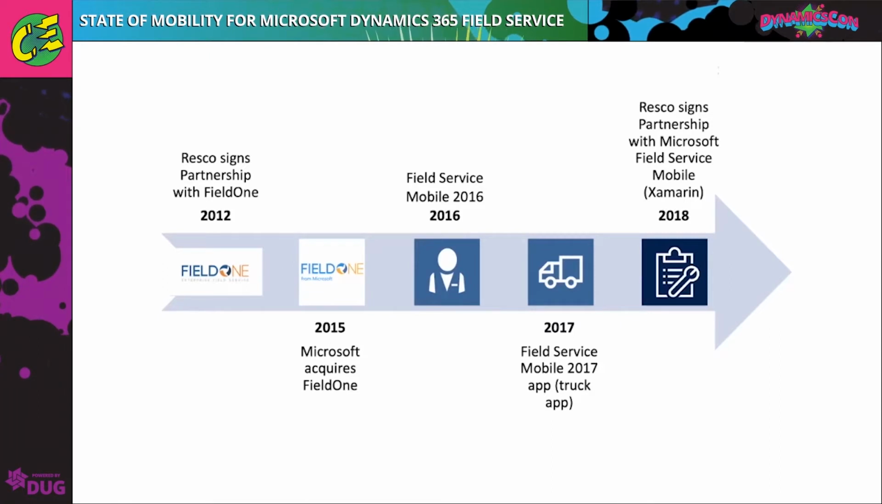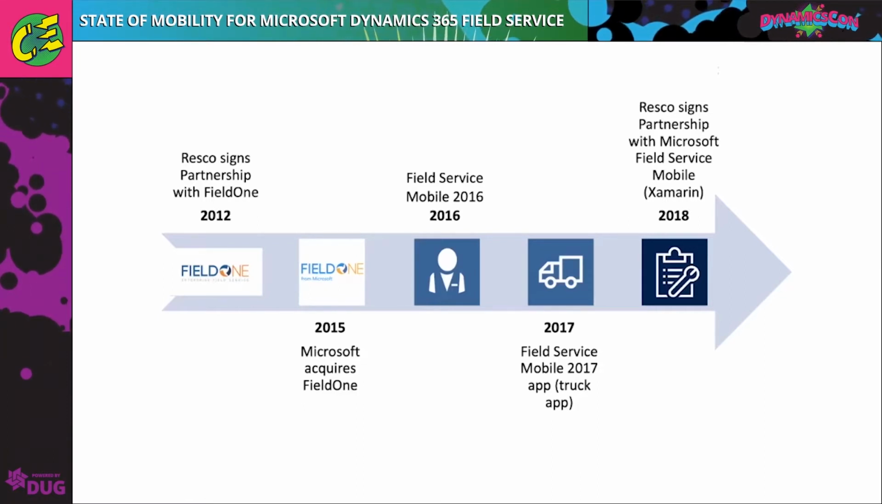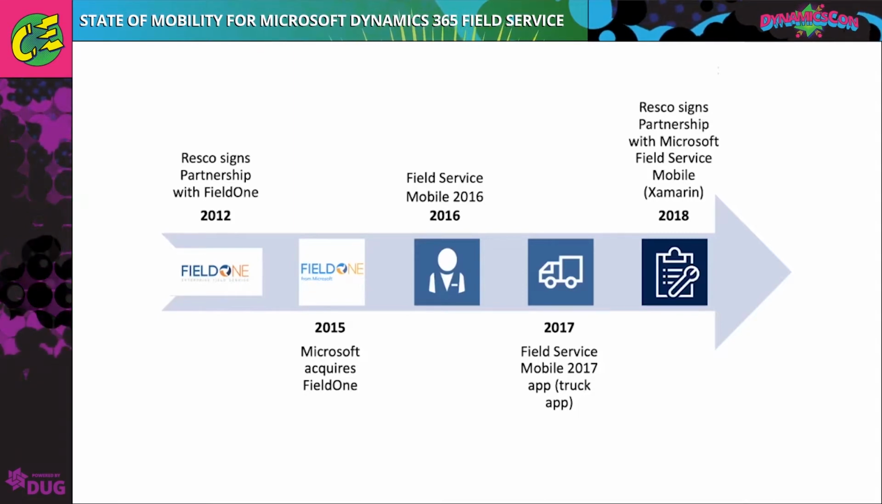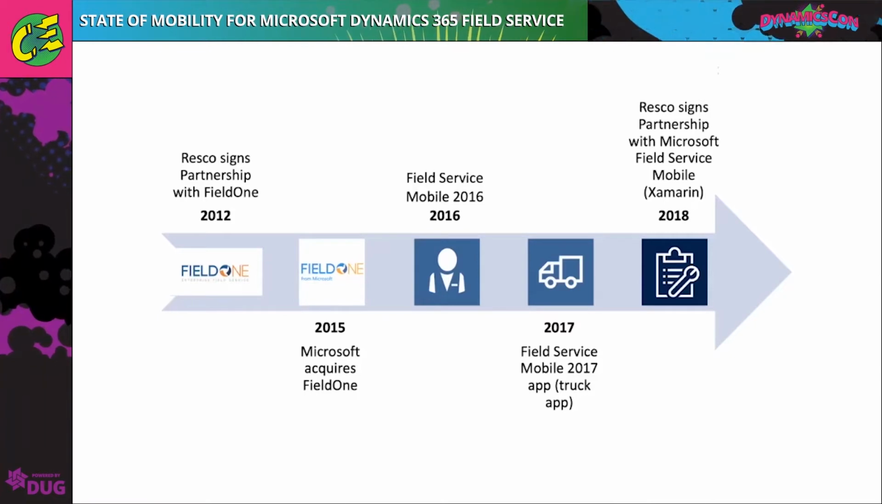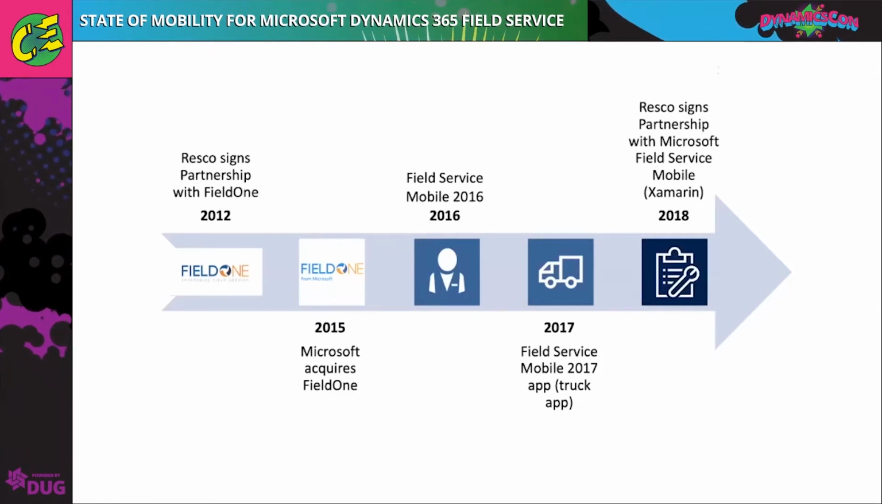3 years later, Microsoft acquired Field One in 2015. And just about a year later, in 2016, Microsoft released their full version of Microsoft Dynamics Field Service based on the Field One System solution. This included also a mobile client, which was a year later replaced by a new one, the Field Service Mobile 2017 application, often nicknamed as the Truck app.